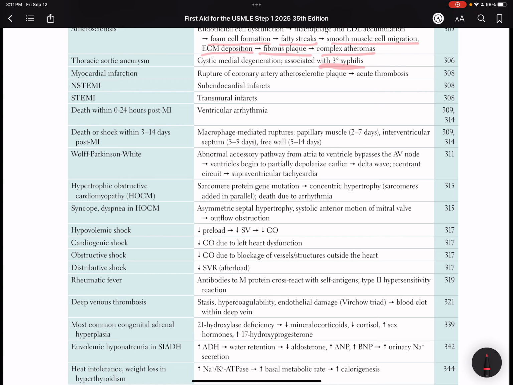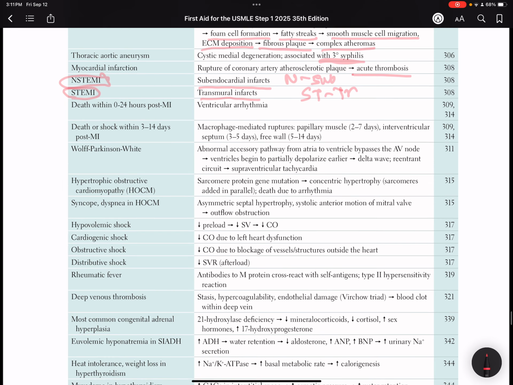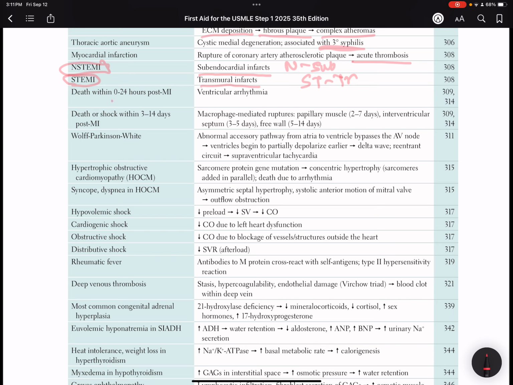What is myocardial infarction? Rupture of coronary artery atherosclerotic plaque causes acute thrombosis. What is NSTEMI? NSTEMI is subendocardial infarct. STEMI is transmural infarct. Death within 0 to 24 hours post MI is because of ventricular arrhythmia.